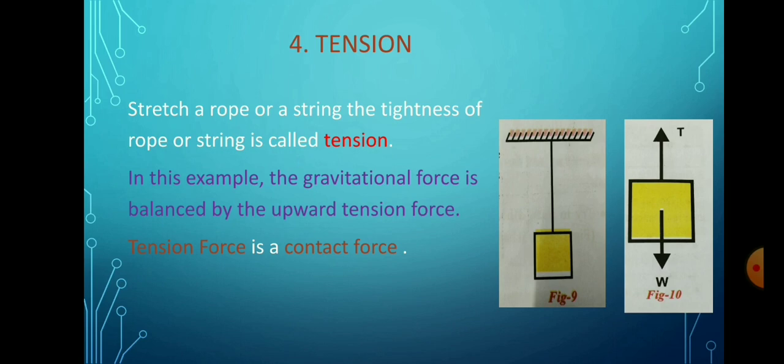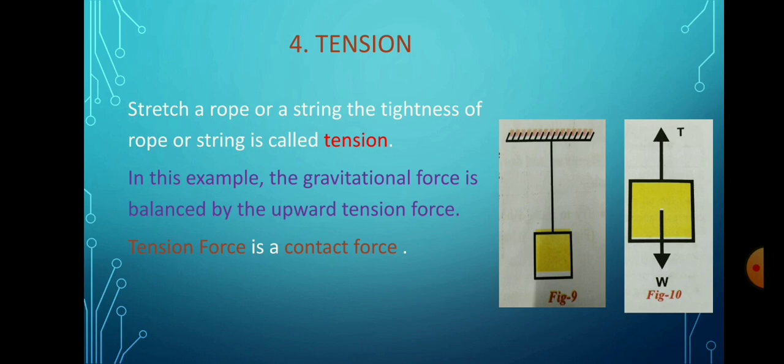So, this force is called tension, which always pulls the body along the string. So, tension means stretching a rope or a string. The tightness of a rope or string is called tension. So, in this example, the gravitational force is balanced by the upward tension force. Here the force is exerted when the string and object, here the stone, are in contact with each other. So, that is a contact force. So, we can say that tension force is a contact force.